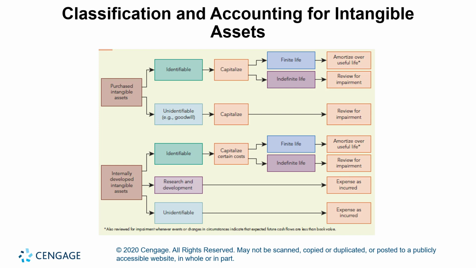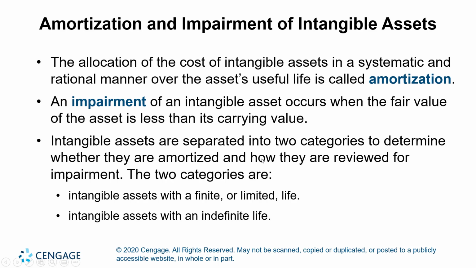So here's a chart of the classification. For purchased intangible assets, was it identifiable or unidentifiable goodwill? You capitalize it. If there's a finite or indefinite life, you would amortize this, and then goodwill you review for impairment. Then if it's internally developed and identifiable, you could capitalize certain costs, like part of the patent. If it's research and development, it's expensed as incurred, and if it's unidentifiable, it's also expensed.